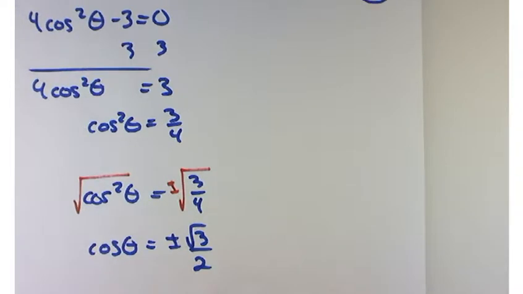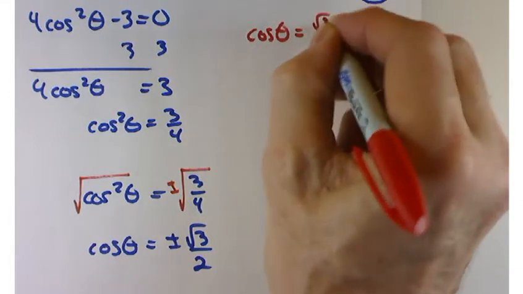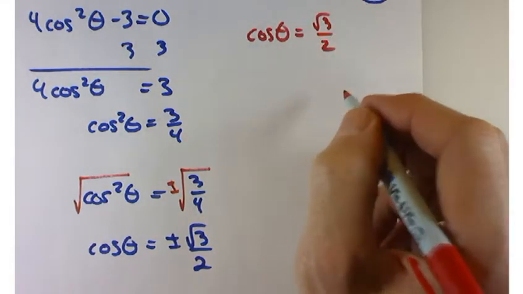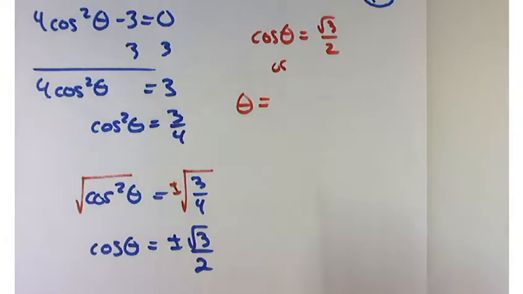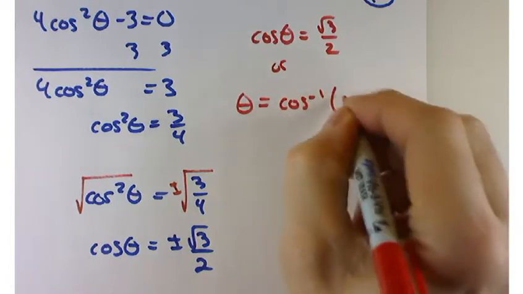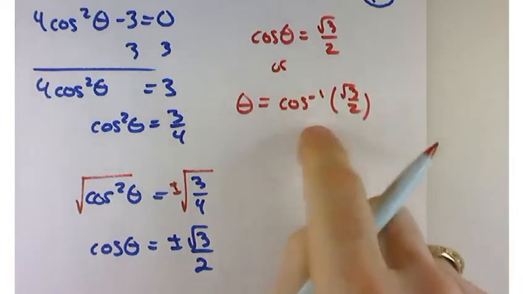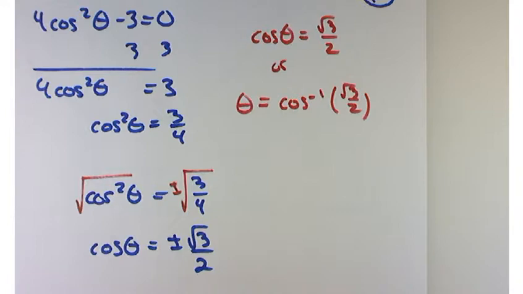So let's look at both of those. We'll do that up here. Cosine of theta is the square root of 3/2. That's equivalent to what? Theta is inverse cosine of square root of 3/2. So you're looking for angles whose x-coordinate is the square root of 3/2.